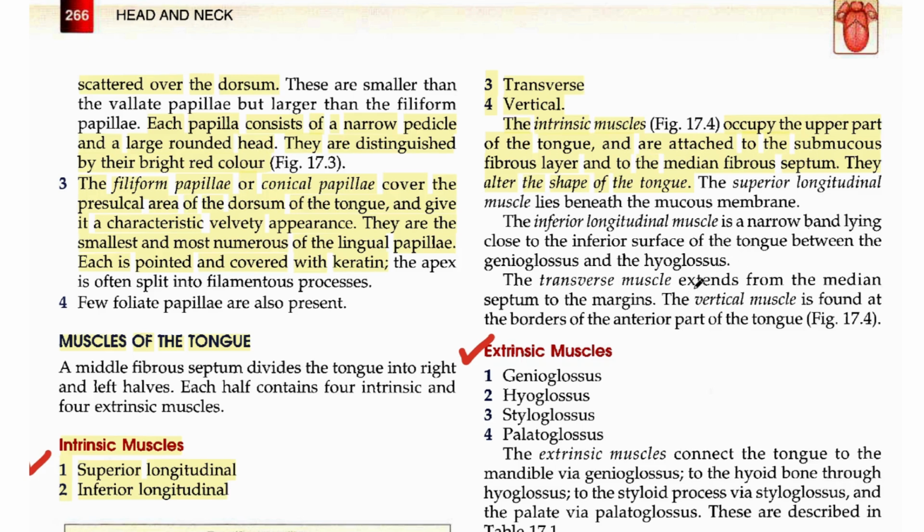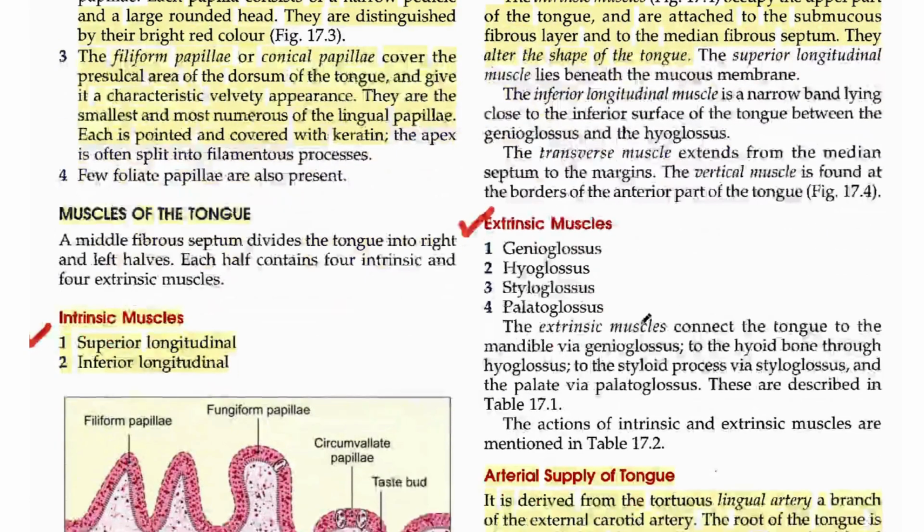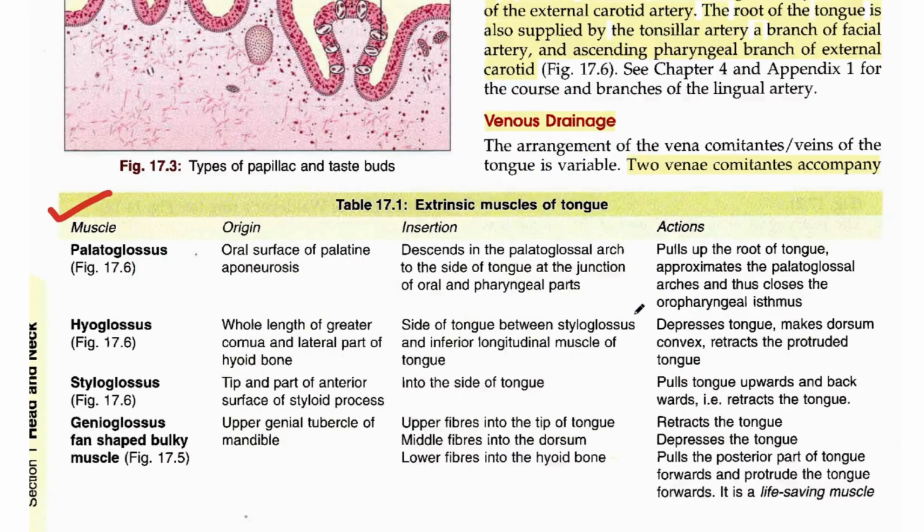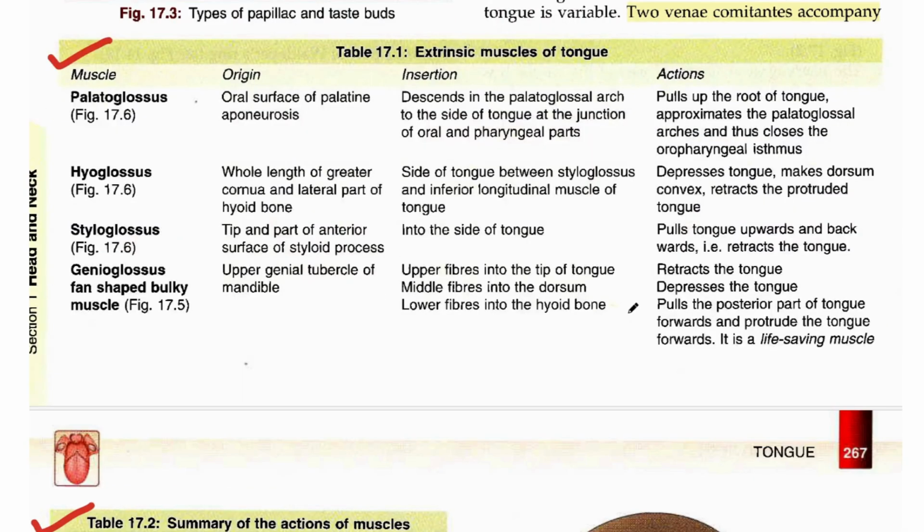The vertical muscle is found at the border of the anterior part of the tongue. So we'll come to the diagram and the table. What you have to mention in your answer: you can make this table.